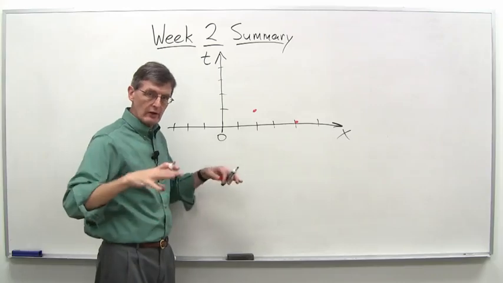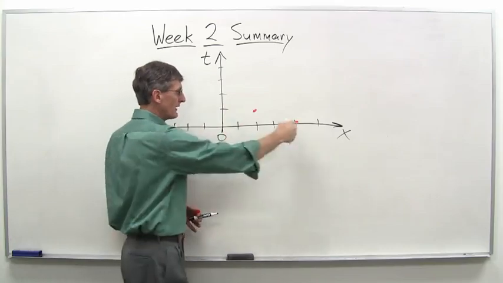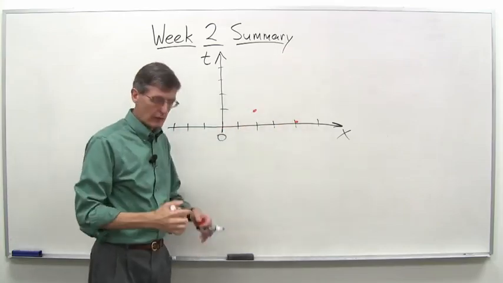So any given event that occurs at a certain x value and a certain time value, I just plot the x value and then the time value.